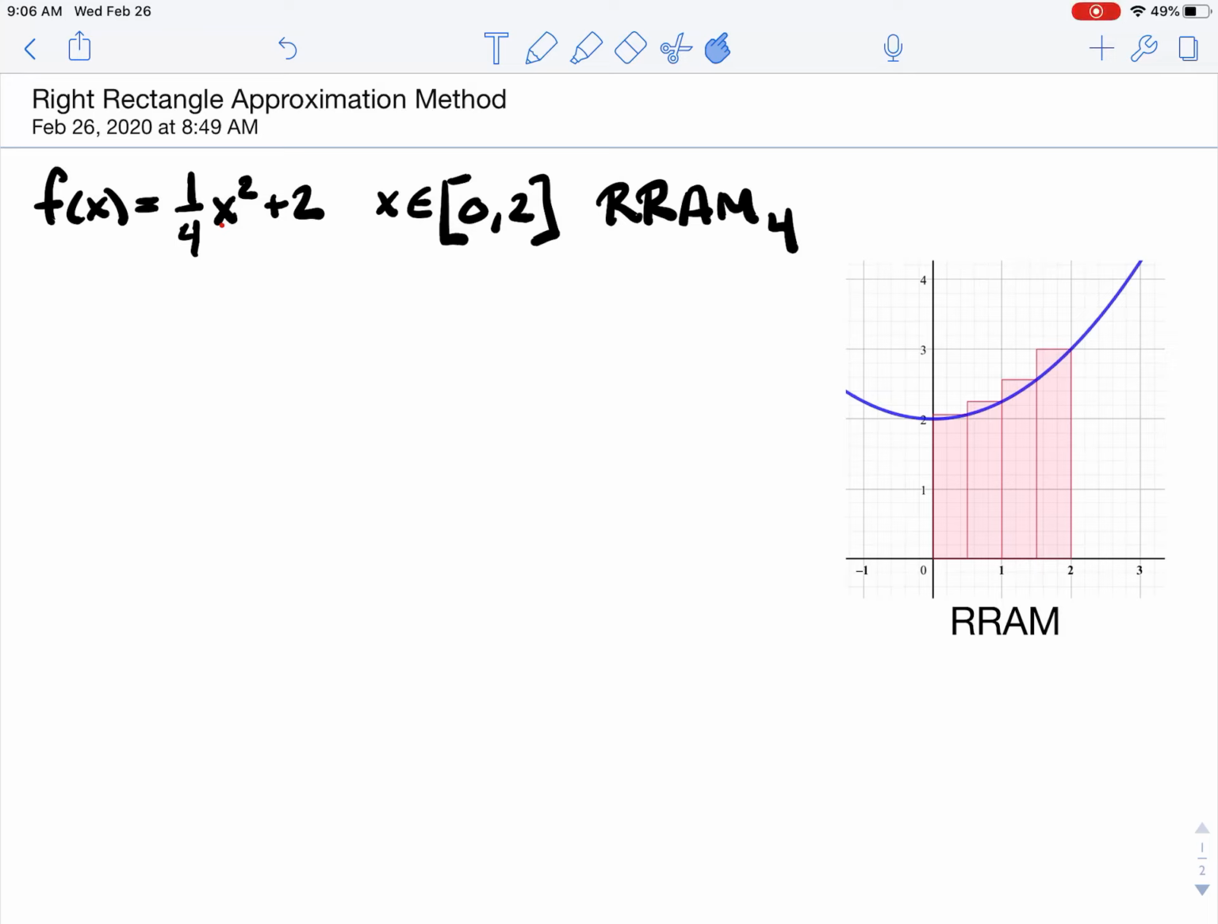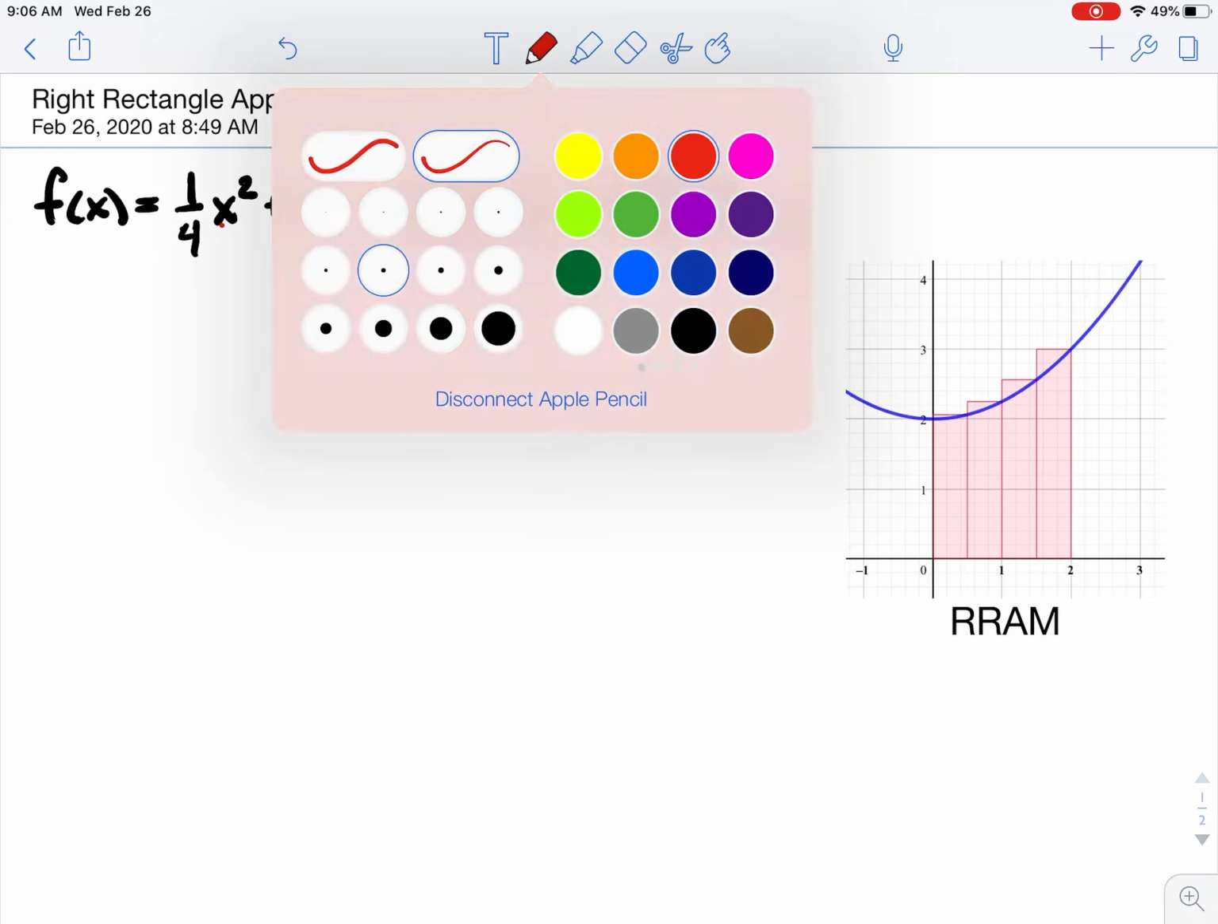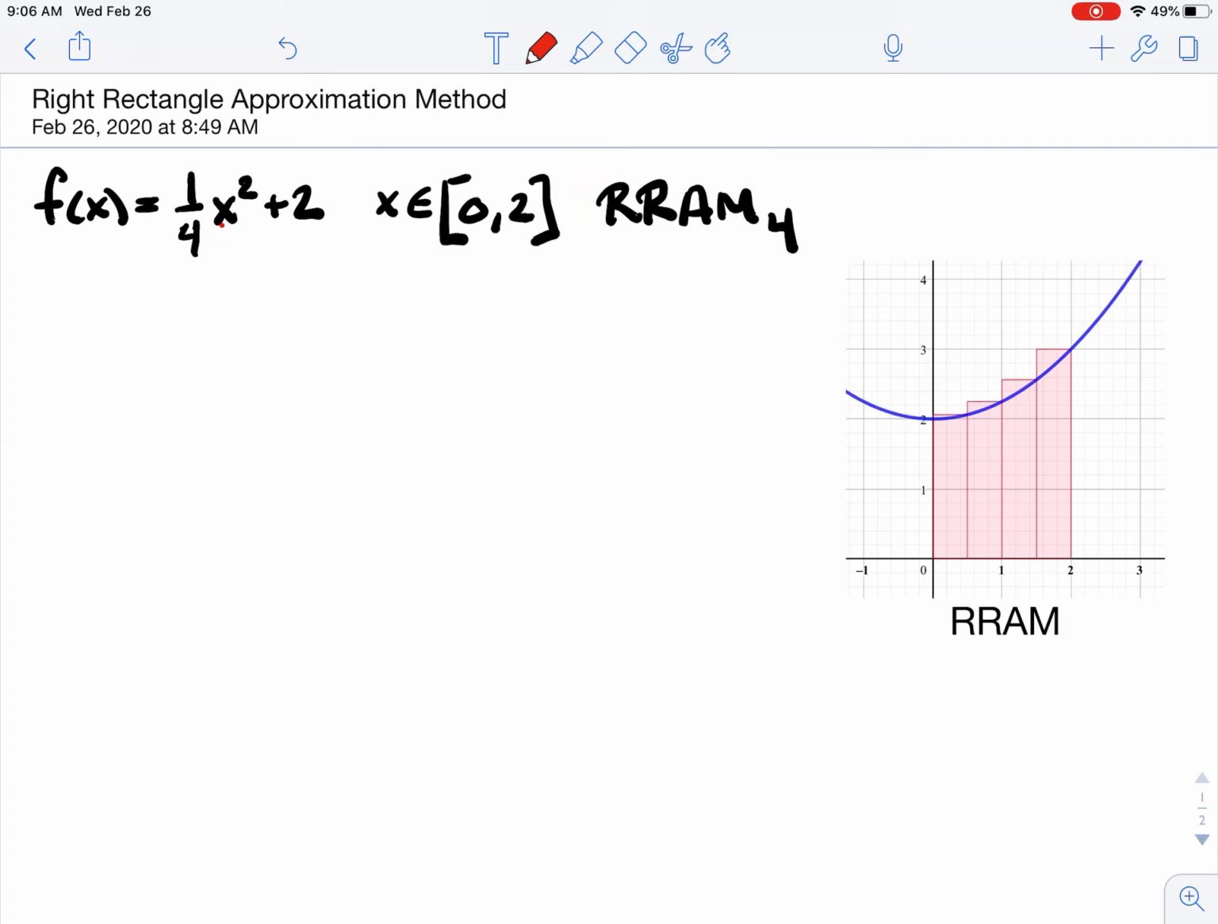Okay, so in this presentation, I'm just going to run through an example using the RRAM method just to point out some things. Here is our function definition, 1/4 x squared plus 2. This is the interval that our function that we're looking to approximate the area for. So if we were to look at this graph, we're going from 0 to 2. This is the area that we want to approximate here.